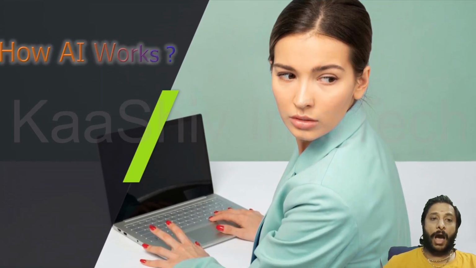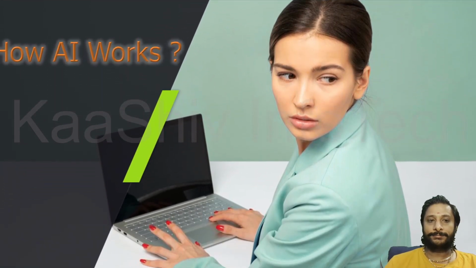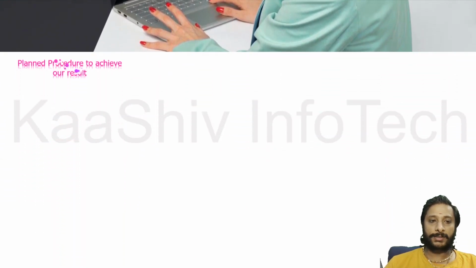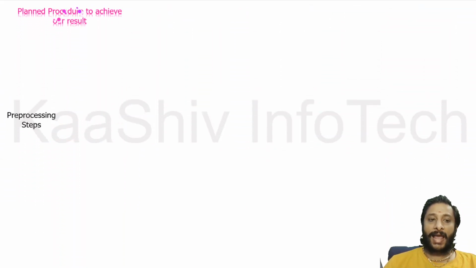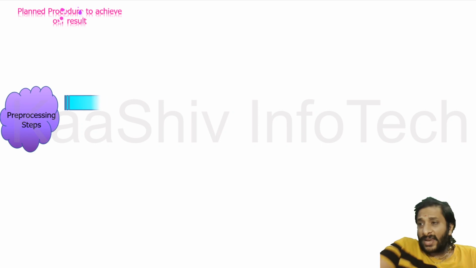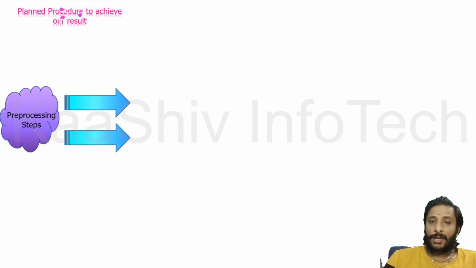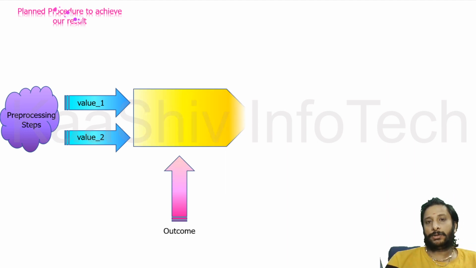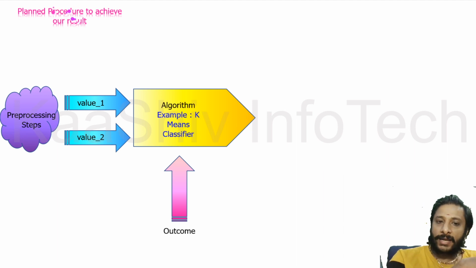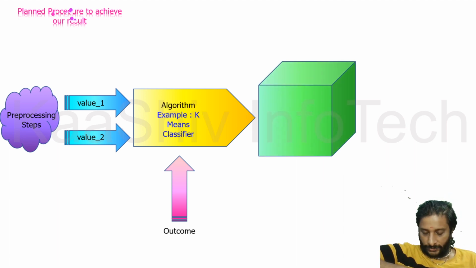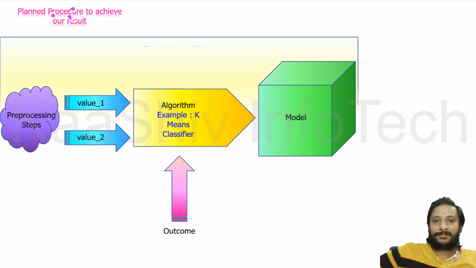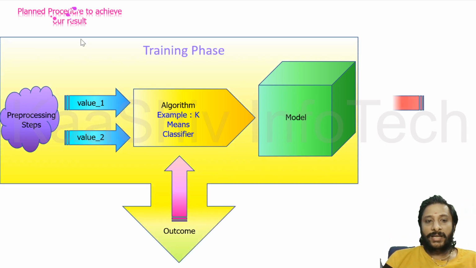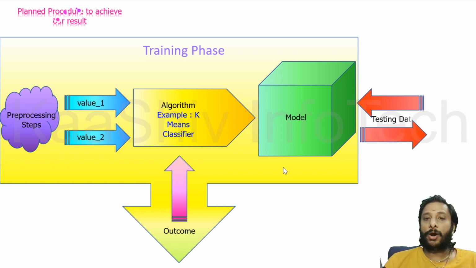Now let's talk about how AI, artificial intelligence, works. I have the data. If I get raw data, I can't use it as it is. If there is minus data or zero, I don't want it. Remove those data. If there is data, I get the outcome. So the data with the outcome is applied with the algorithm to create the model.